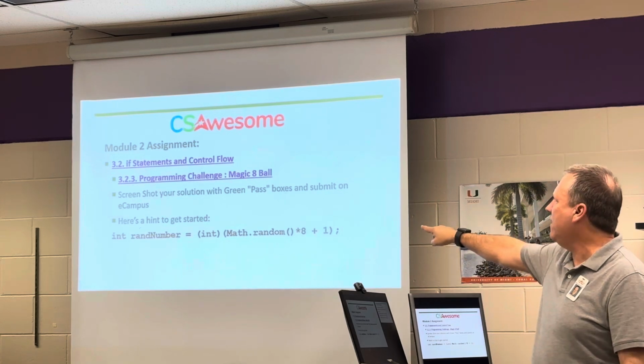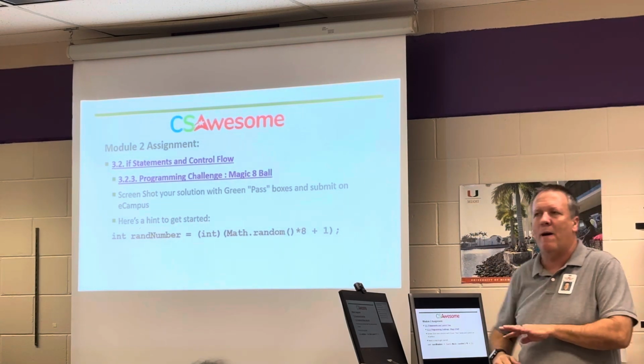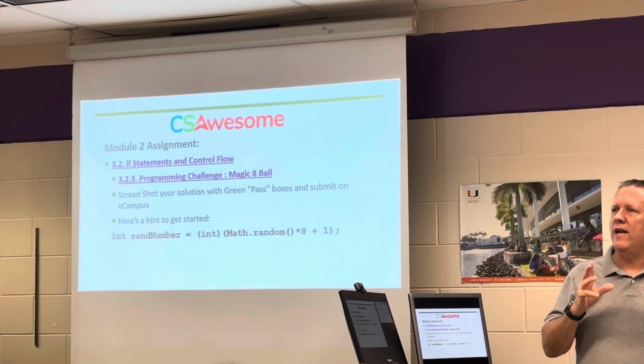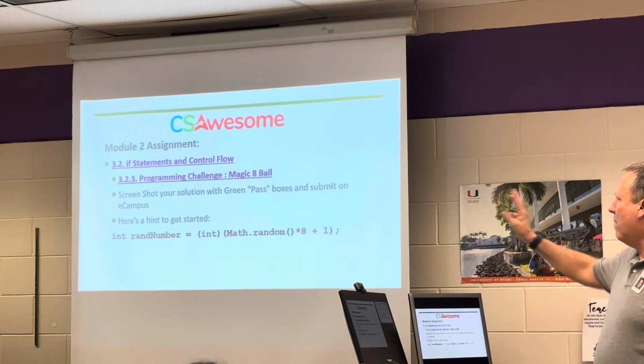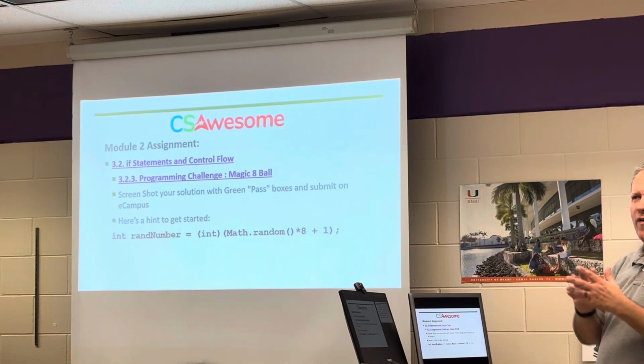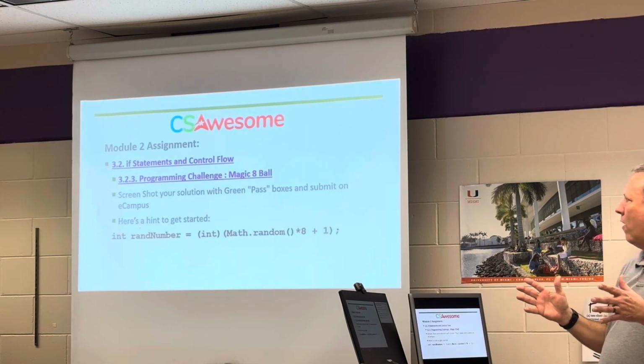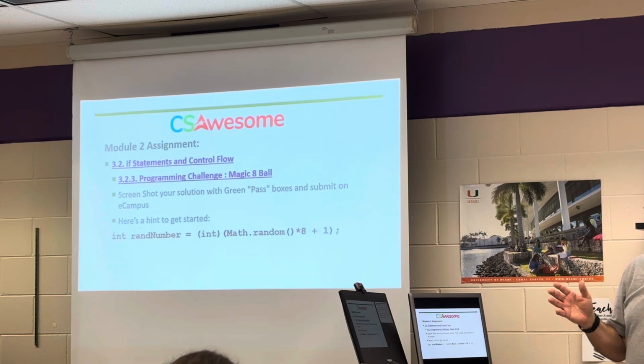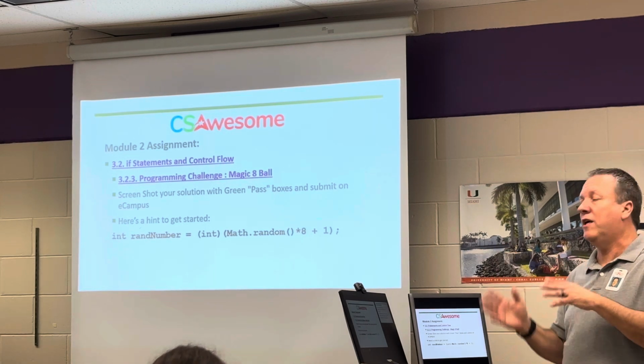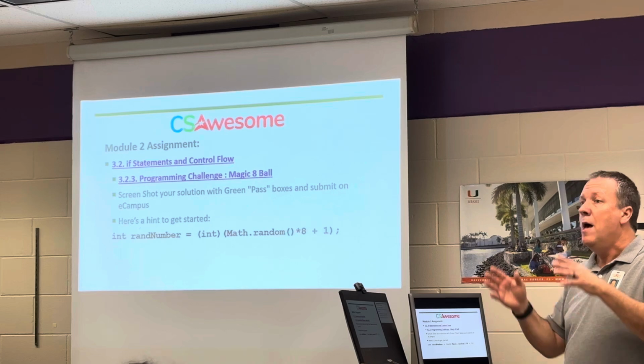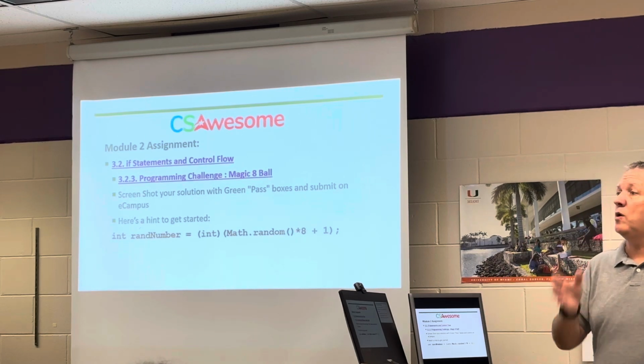I gave you a hint here. This is how we do it. We talked a little bit about math.random. How do I get a number between 1 and 8? I multiply it by 8, because remember, it gives us a number from 0 to 1. Then I multiply it by 8, and that gives me a number from 0 to 7 when I cast it to an int. But if I add 1, it gives me a number between 1 and 8.